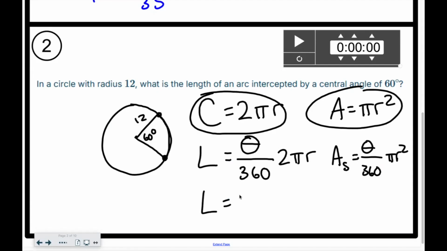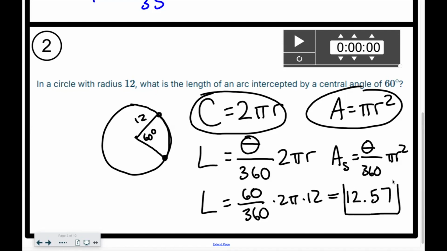So the arc length would be 60 over 360 times 2 pi times 12. Obviously, we have calculators for this, so you could just throw all this in a calculator. I guess this was an open-ended question, so we should go over that. We could simplify this pretty easily, but if you just use a calculator, I'm just going to do that real quick. So 60 divided by 360 times 24 pi. And this is the answer that we would put.